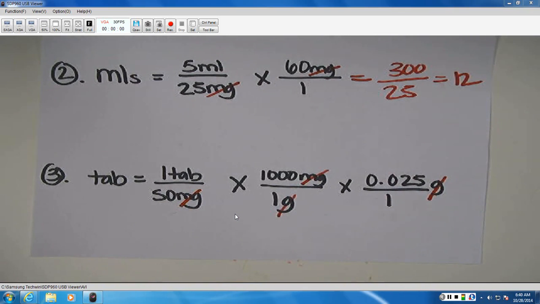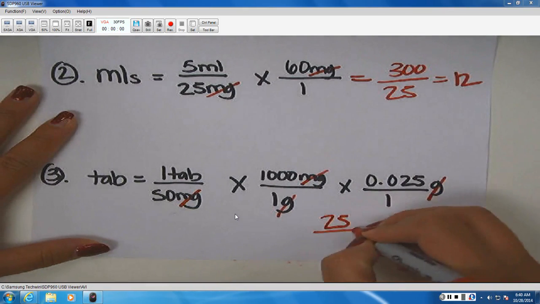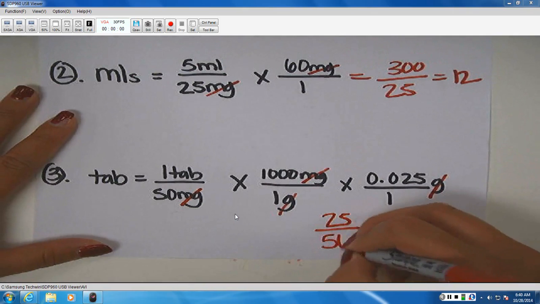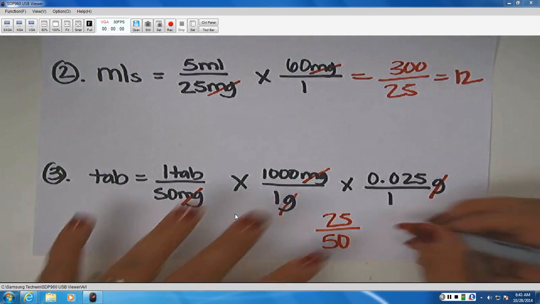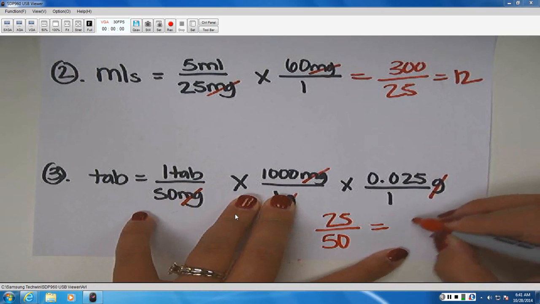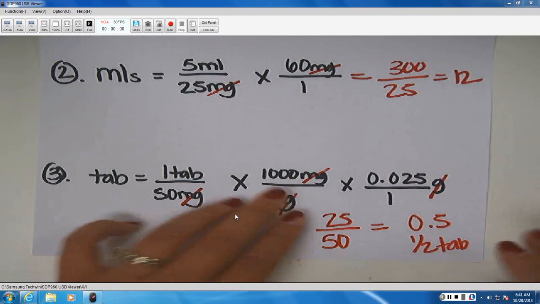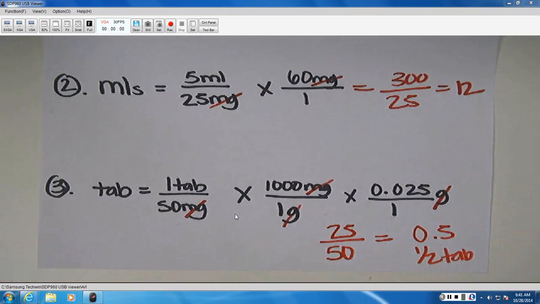So now we're just going to multiply straight across. And 1,000 times 0.025 equals 25. And I'm going to divide that by 50. And I know it essentially ends up being a half a tab, or 1/2 tab.